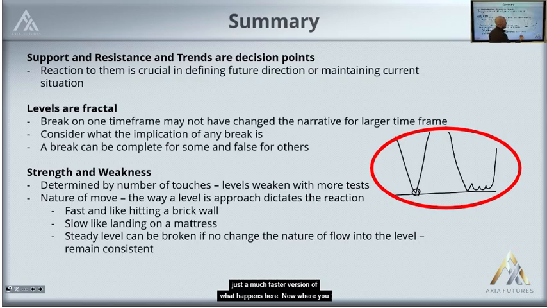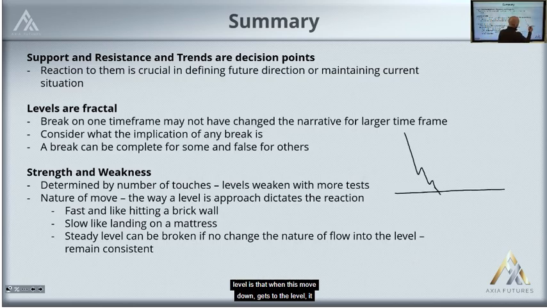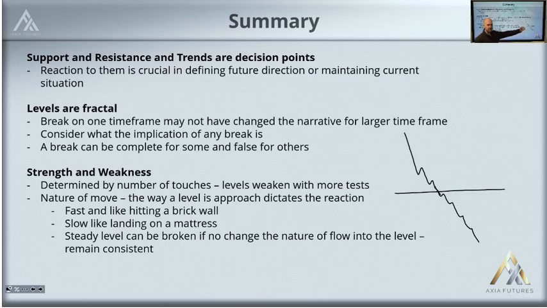Now, where you don't get a change, so when the nature of movement breaks a level, is when this move down gets to the level and it doesn't change. It doesn't slow down momentarily. It doesn't slow down instantaneously. The progression of selling keeps on coming. Steady, steady, steady, steady. As that happens, that's when the level is going to break easier. So you need change. That's crucial. You need a shift in perspective as you reach a level. When you get that, that's what's going to tell you the level's about to break or not.